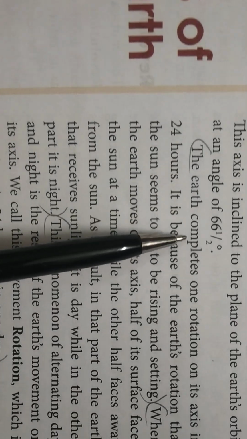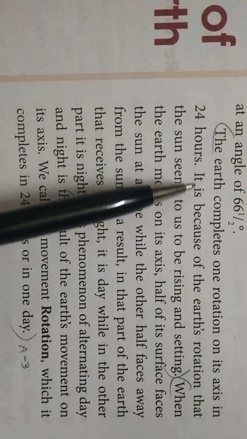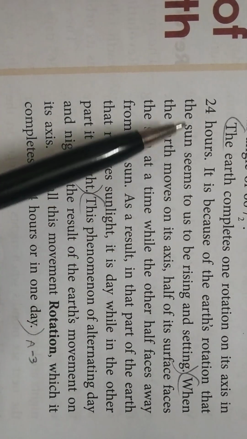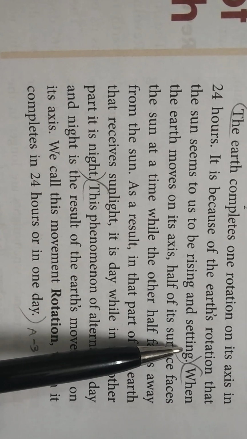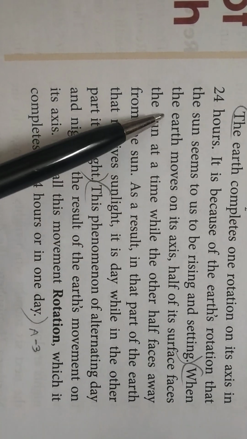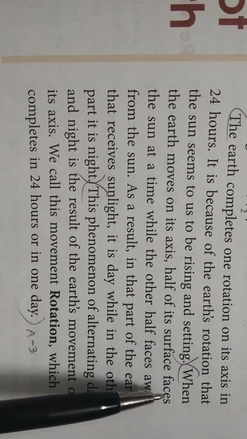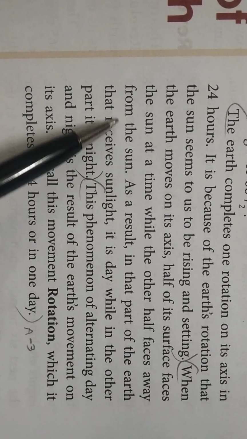The Earth completes one rotation on its axis in 24 hours. It is because of the Earth's rotation that the sun seems to us to be rising and setting, which causes day and night. When the Earth moves on its axis, half of its surface faces the sun at a time while the other half faces away from the sun.